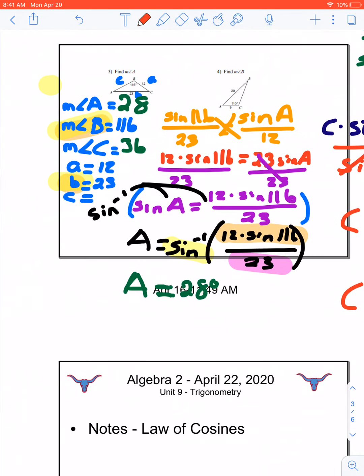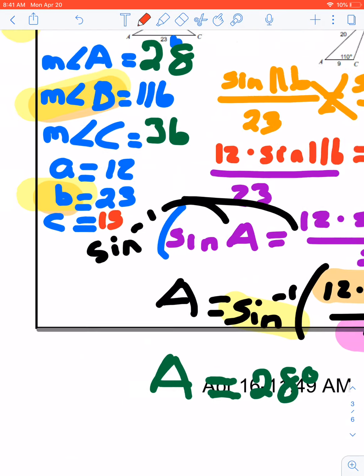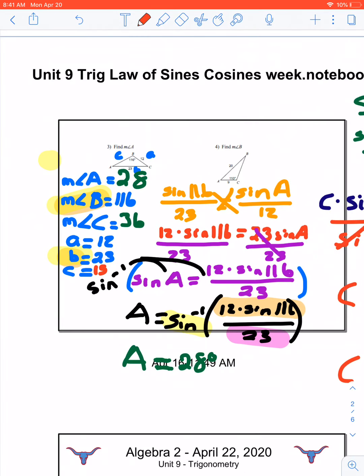So then I'm going to go over here. And for side C, I'm going to type in 15. And I'm done. I have solved for the entire triangle. So now I should know how to solve for a triangle when given two angles and a side, and when I'm given an angle and two sides.